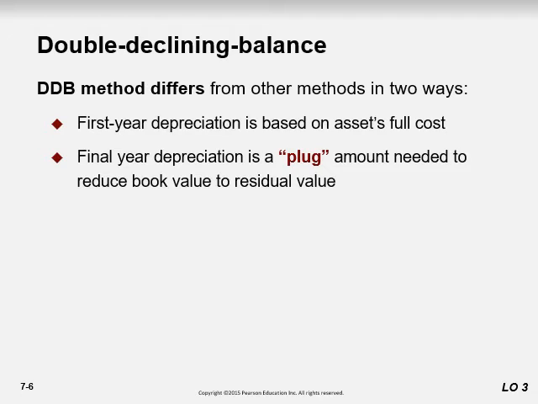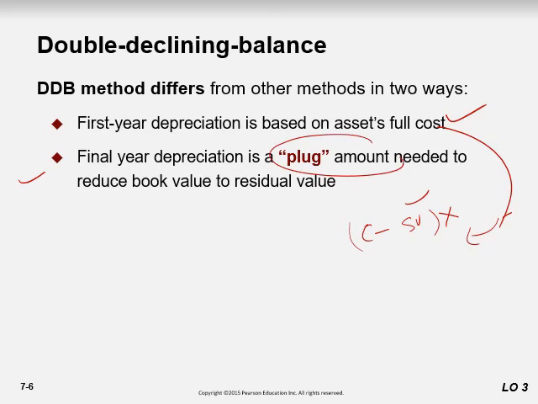So double declining method differs from the other two methods in two ways. First, depreciation is based on the asset's full cost, not the depreciable cost, like cost minus salvage value. No way, right? The other two methods use this in their numerator, and the final year depreciation is the plug amount needed to reduce book value to its residual value.